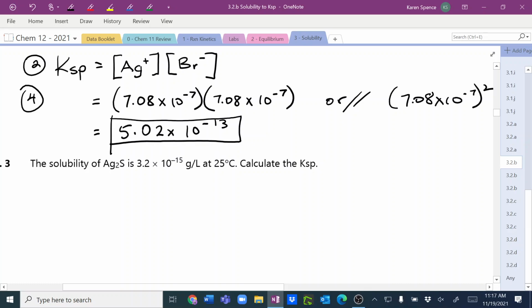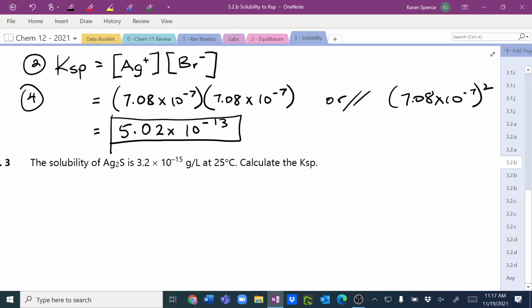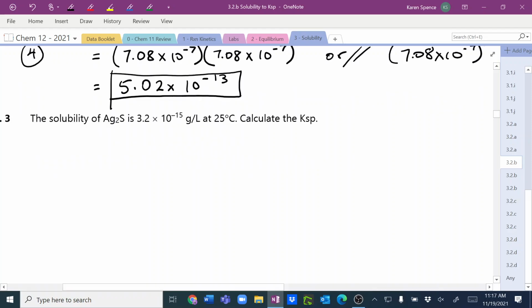Do you want to try the next one yourself? Yeah, give it a go. This one has a little spin on it, so watch out for your ion concentrations. I'm going to go get water, and I'll be right back.